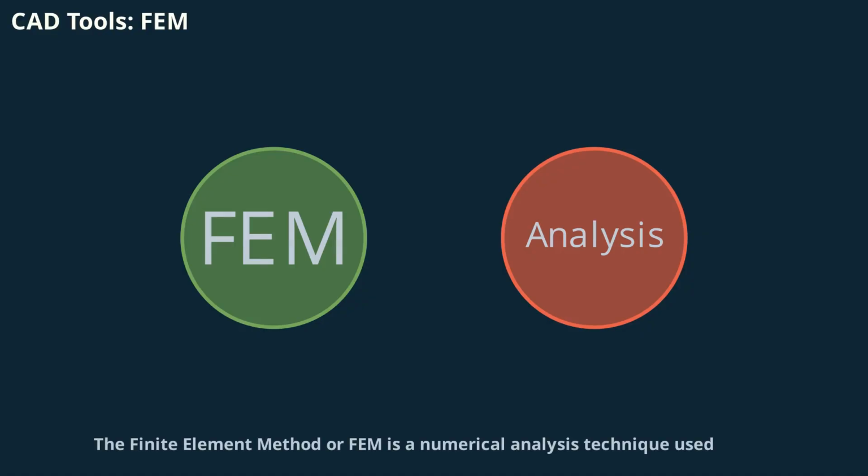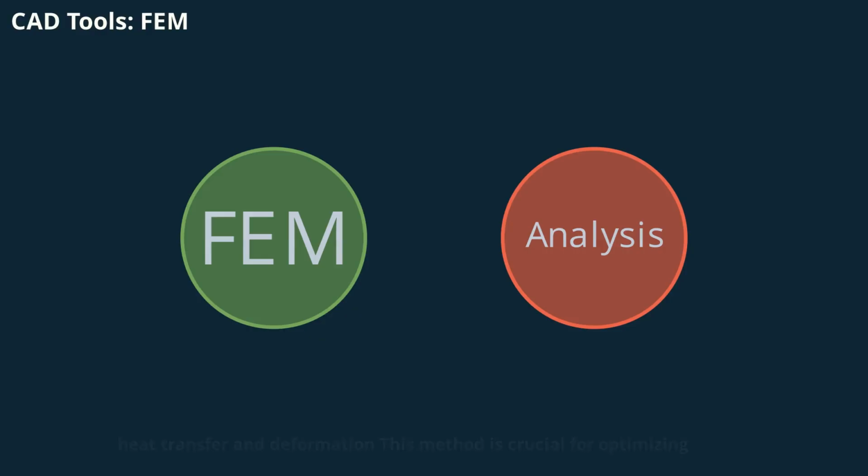Finite Element Method, or FEM, is a numerical analysis technique used in CAE to solve complex engineering problems. FEM divides a complex object into smaller finite elements and applies mathematical equations to analyze stress, strain, heat transfer, and deformation. This method is crucial for optimizing designs and ensuring structural integrity before manufacturing.